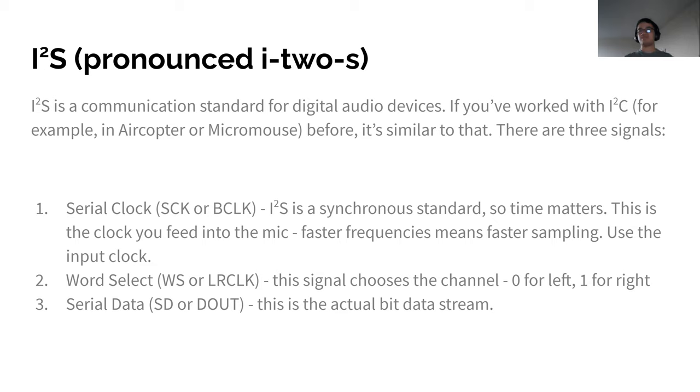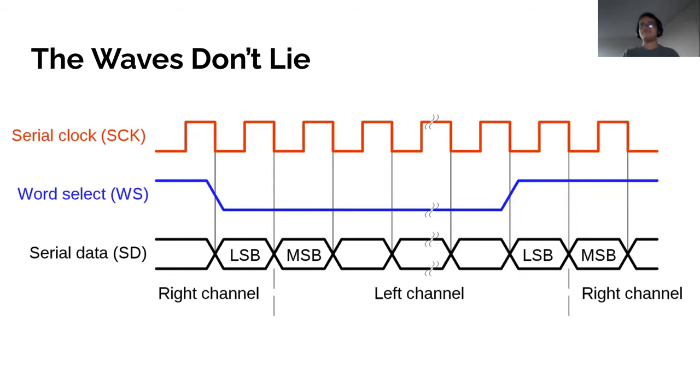Then there's also a word select clock. There are two channels for the microphone to transmit on, the left and the right, or zero and one. Every 32 bits or so, you flip this word clock and switch the channels. And then there's a serial data output, which comes from the microphone. This is the actual data stream, a series of zeros and ones. You'll see a timing diagram of how this works right now.